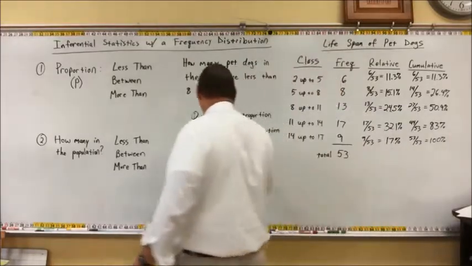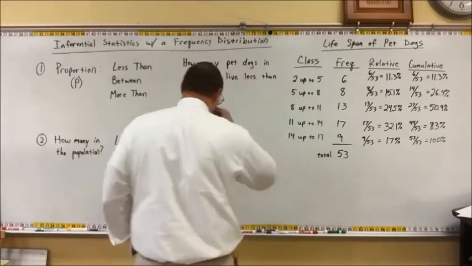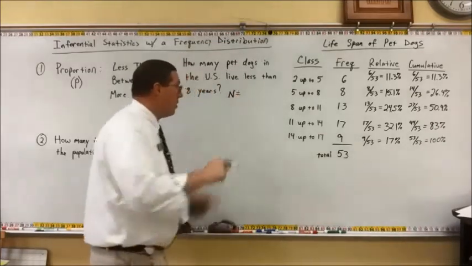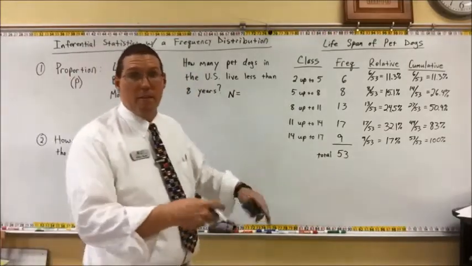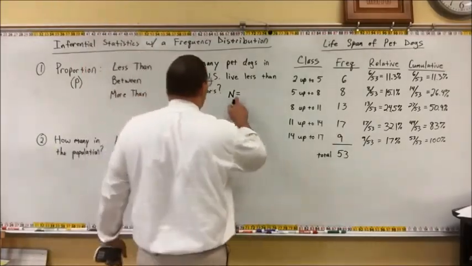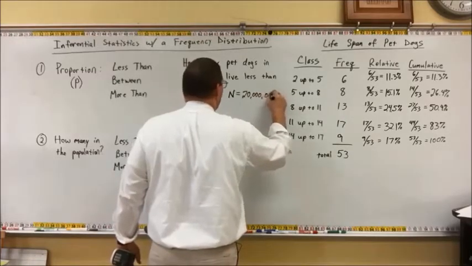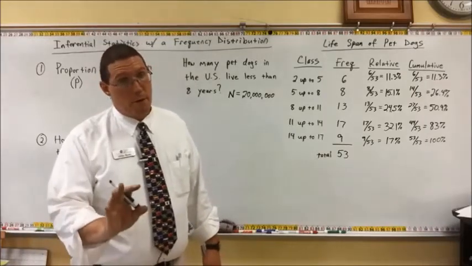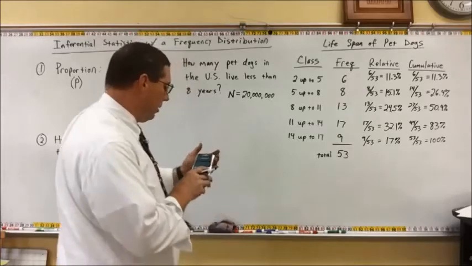Well, let's say that in the United States there are 20 million pet dogs. So let's say capital N, that means the population size. Lowercase n is the sample size, capital N is the population size. So 20 million, and that's a lot of dogs. I don't know what the real number is, okay? I'm not a dog enthusiast, that's okay. I don't have to be, we're just discussing a concept here, okay? But let's say there's 20 million dogs.